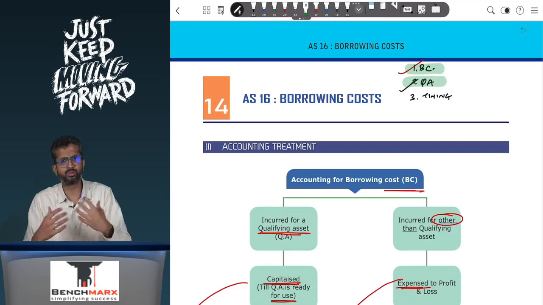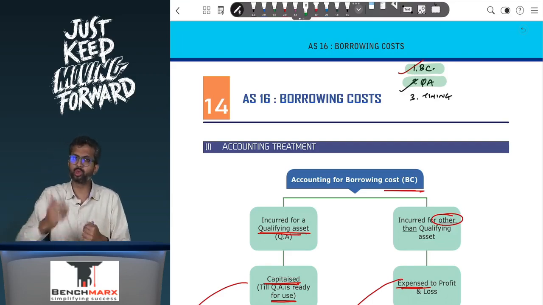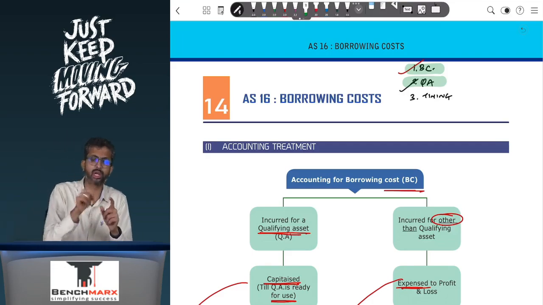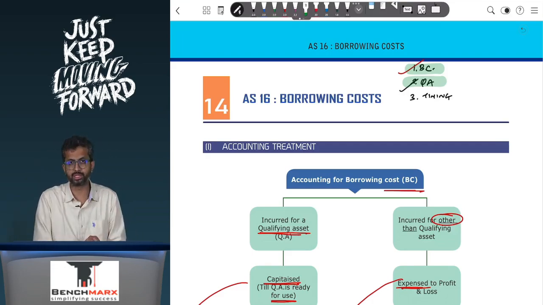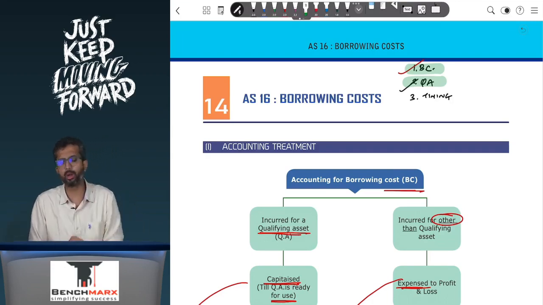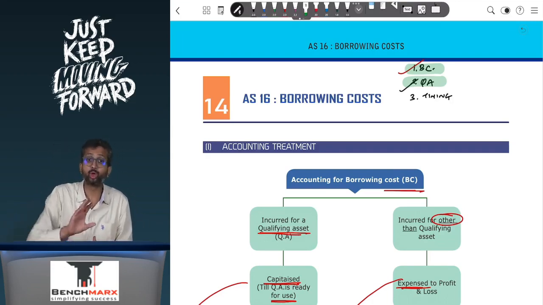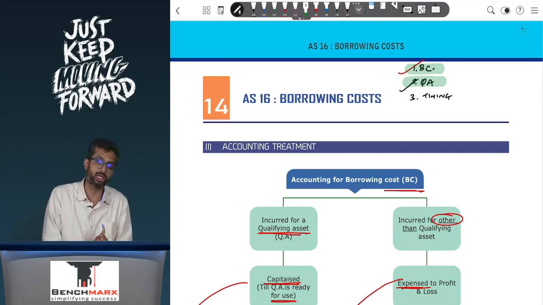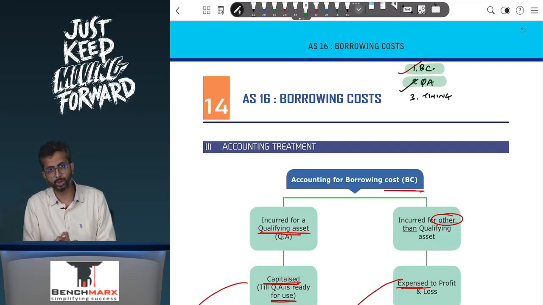For example, if I take a loan of 100 crores, use that money to construct a qualifying asset, and it takes 2 years to construct. In the first year, 100 crores into 10%, 10 crores is the interest. That 10 will be added to the cost of the asset. 100 plus 10 will become 110. In the second year, you again incur 10 of interest, which will again be added to the cost of the asset. The asset becomes 120. Now the asset is ready for use.